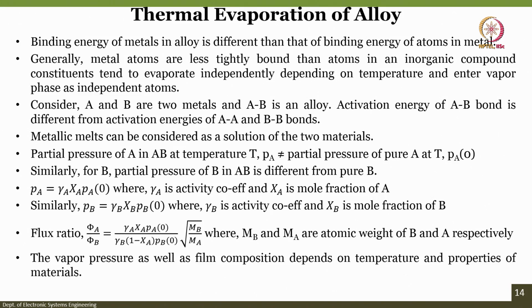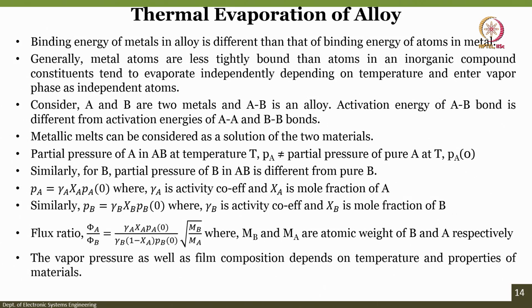So, metallic melts can be considered as a solution of 2 materials. The partial pressure of A in AB at temperature T, PA, is not equal to the partial pressure of pure A at T, or PA0. Similarly, for material B, the partial pressure of B in AB is different from that of pure B. So, PA can be gamma A times X A times PA0, where gamma A is the activity coefficient and X A is the mole fraction of A.